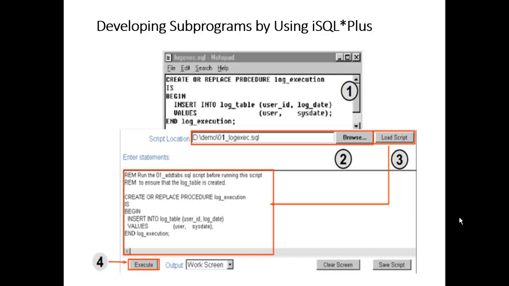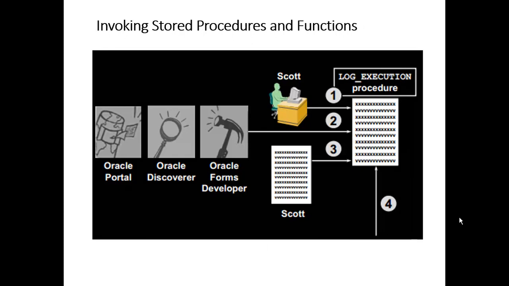And this is how you develop a subprogram using Oracle. Developing subprograms by using iSQL*Plus as a request. The first is to create a script, and the log execution is read in Notepad, and the second dialog is written in the Oracle workspace. Then run the script, and you can save the script, clear the screen, and execute.